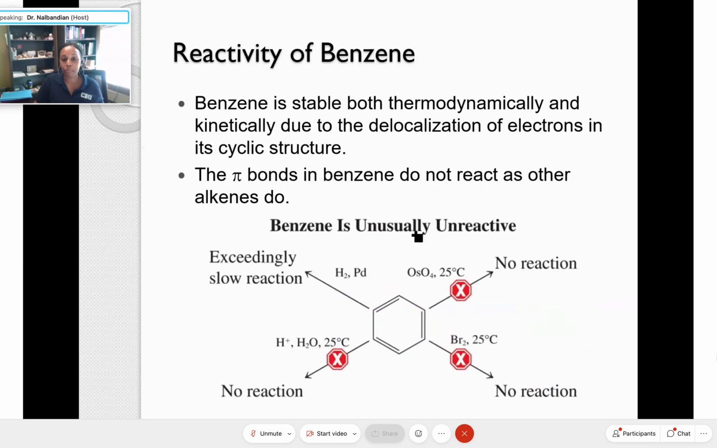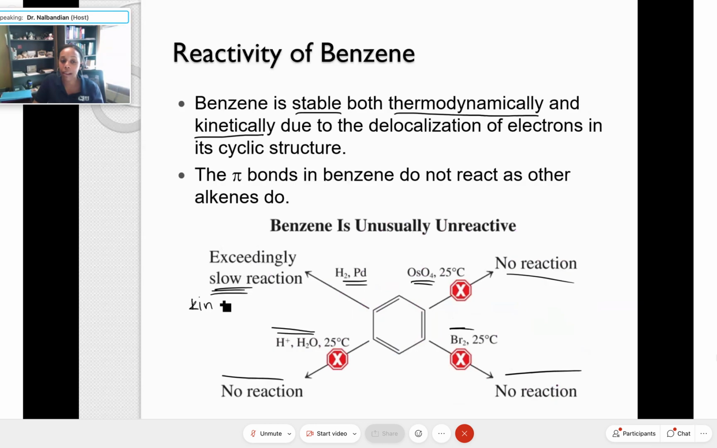So it's unreactive. It is stable based on thermodynamics, so low energy, and it's stable based on kinetics. The rate is low. If we're going to do a reaction, it is an extremely slow reaction unless it's one of the specific reactions that we know of. It's not going to do the regular alkene reaction. So osmium tetroxide, no reaction. Try to add in bromine, no reaction. Try to do a hydration reaction, no reaction. It will not do the regular alkene reactions because of this resonance stabilization where we've delocalized all these electrons in this ring. If we try to do the hydrogenation, it could happen, but it's extremely slow.